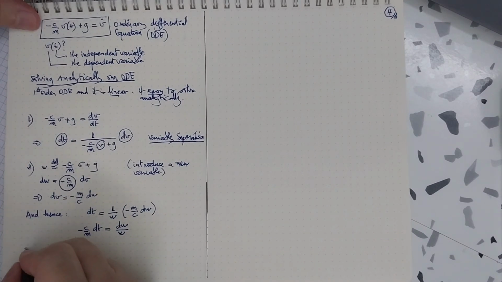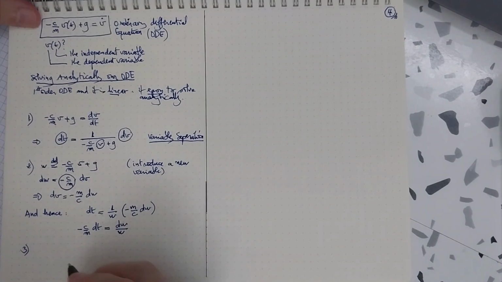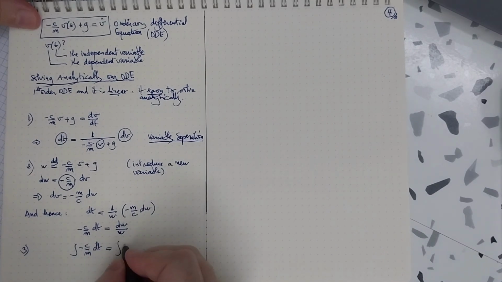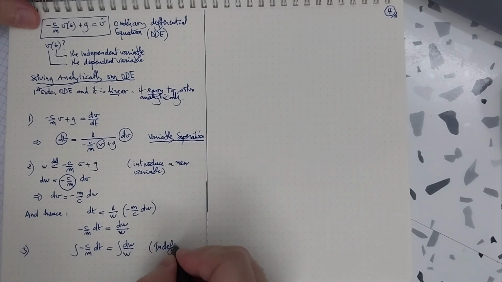So third step, we integrate both sides. We use the indefinite integral. So the indefinite integral of minus C over m dt equals the indefinite integral of dw over w. So here is the indefinite integral.